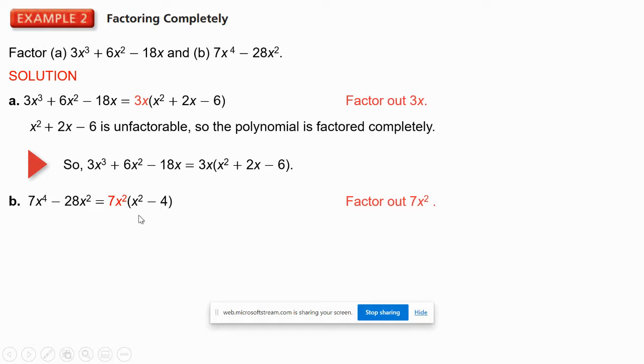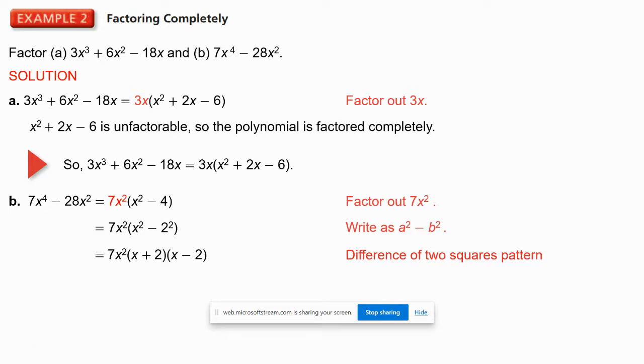Now, this time when we look in the parentheses, this can be factored. This is the special case where we're going to square root the first and square root the last. And we would end up with this as our answer down here. Okay, and at this point, this is as far as we can go for factoring this particular problem.